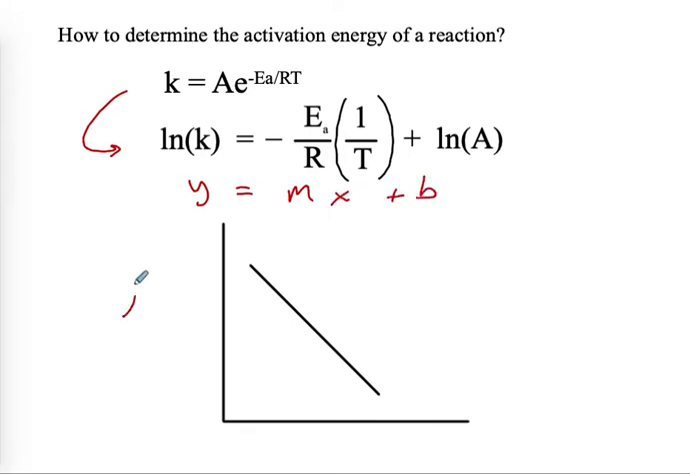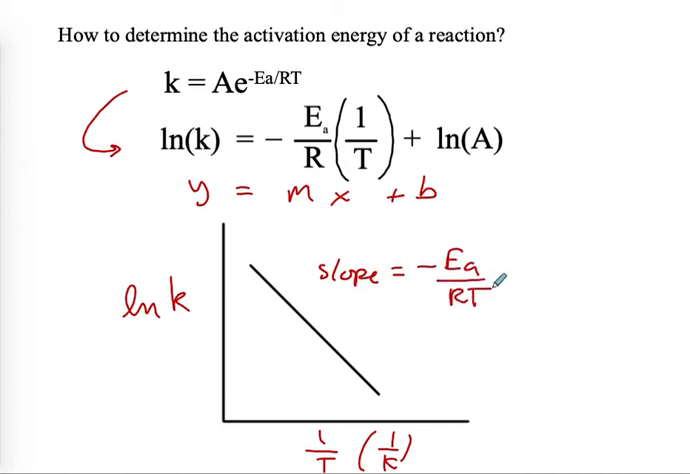So graphing natural log of the rate constant as a function of 1 over temperature in reciprocal Kelvin will give you a straight line, the slope of which equals negative Ea over R. I'm sorry, not T, because T is a variable. And because activation energies obviously are always positive quantities, the slope of this graph will always be negative. So to calculate the activation energy, it would simply be negative R times the slope.